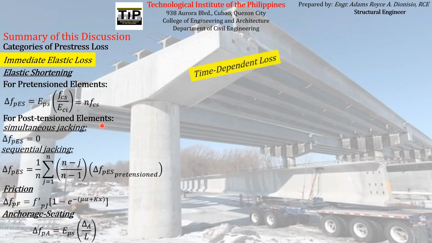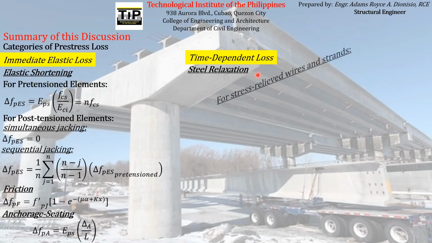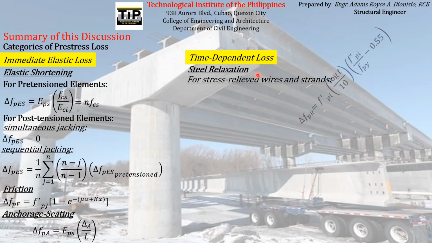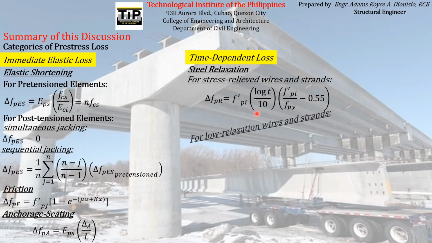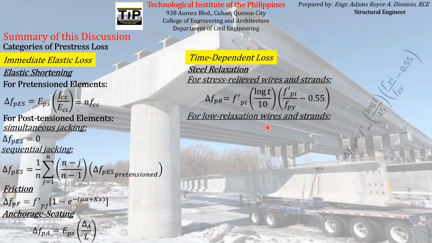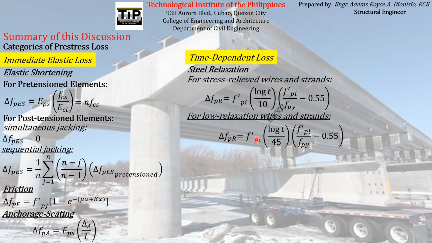So the other category of pre-stress loss that we have studied in this meeting is the time-dependent losses. First on the list for time-dependent losses is the steel relaxation, which has a formula for stress-relieved wires and strands equal to this, and for low relaxation wires and strands equal to this.